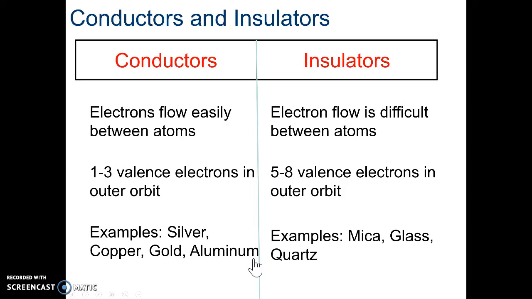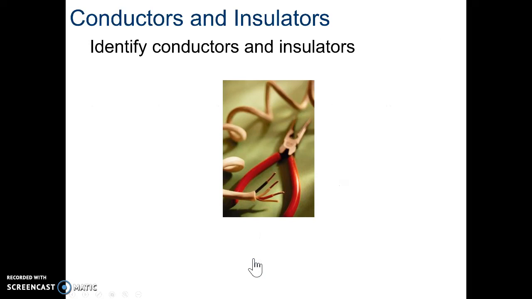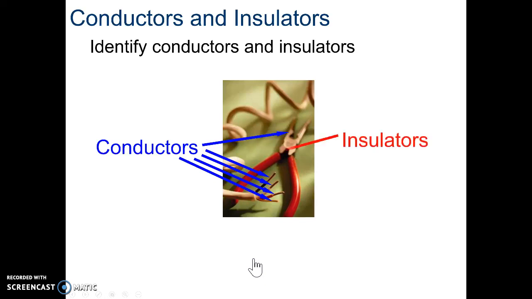Remember, we talked about your phones are full of heavy metals, including gold, because they're good conductors. If we're looking for insulators, we're going to look at things like glass, quartz, and mica, because electricity doesn't move through them. If we look at a pair of pliers, the metal tips are going to be good conductors. The wires in that wiring are going to be good conductors. And the insulators are going to be the insulation on the outside of the wiring and the insulation on the handle of the pliers.